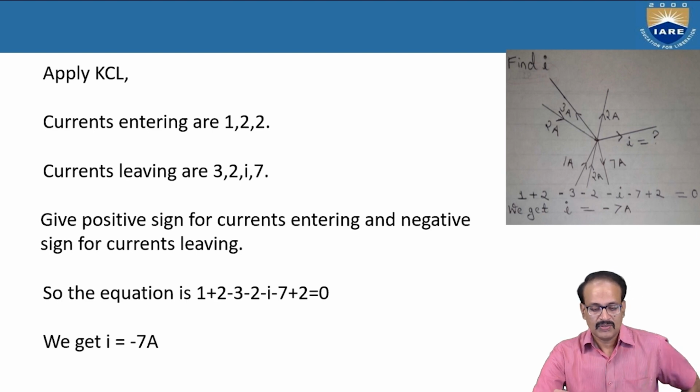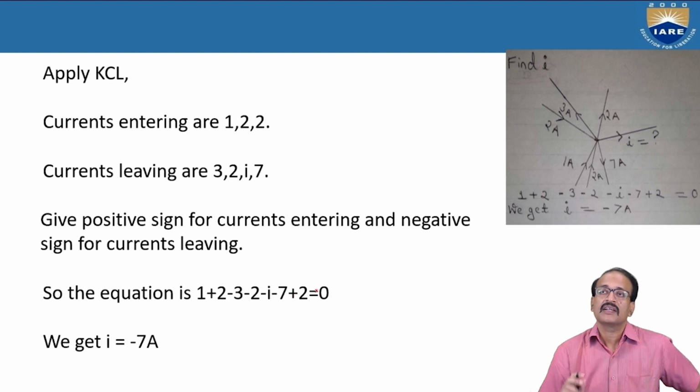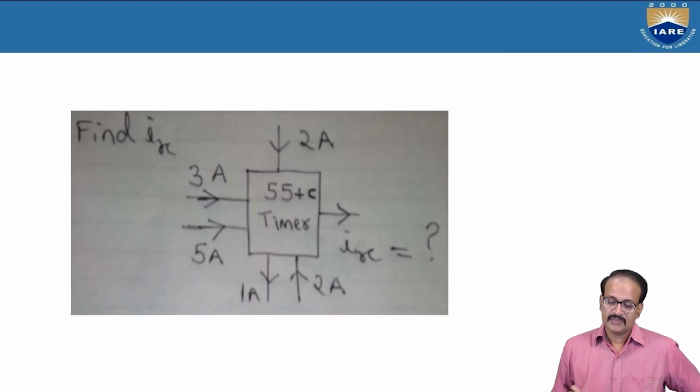So what are the currents entering? 1, 2, 2, and the currents leaving are 3, 2, I and 7. So we have written that as 1 plus 2 minus 3 minus 2 minus I minus 7 plus 2. That is, we will get the unknown current as minus 7.